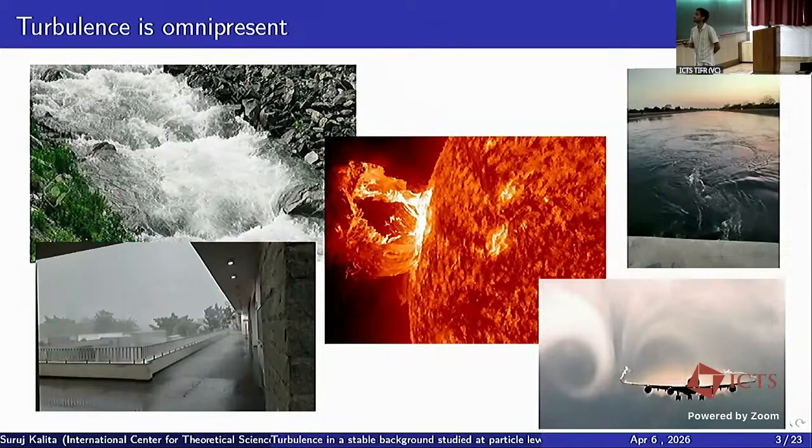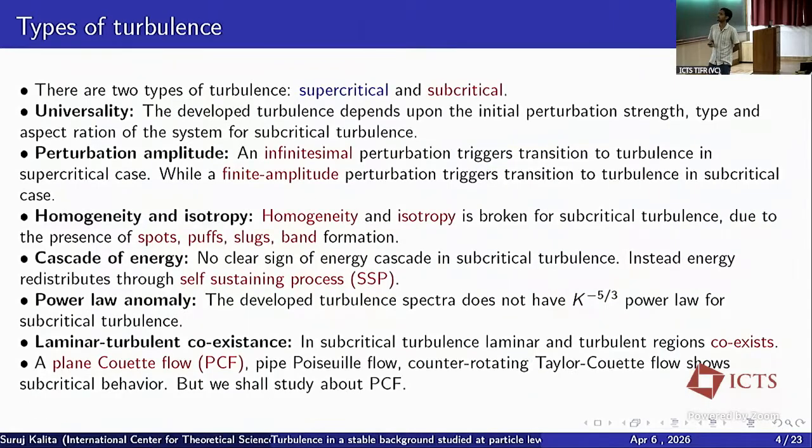Turbulence is omnipresent in our nature: flowing rivers, the solar surface is highly turbulent, in canals and behind the jets, and also rain droplets are formed due to turbulent phenomena. So turbulence is omnipresent in our day-to-day life, and it is very important to understand turbulent behavior.